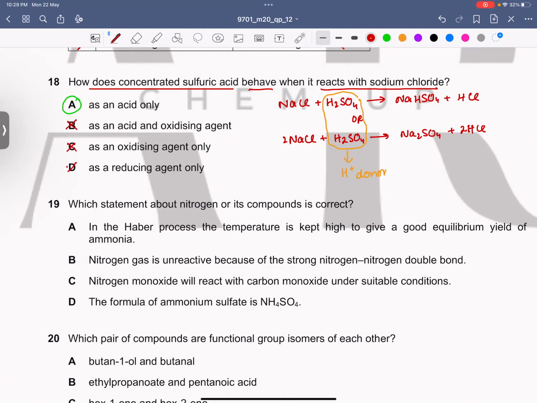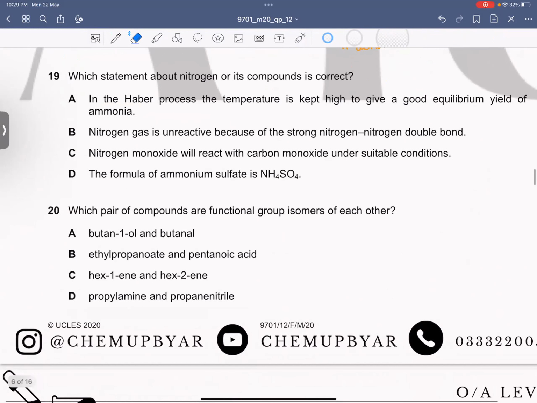But if you recall, instead of sodium chloride, if there is sodium bromide or sodium iodide, when the HBr or HI is formed, it further reacts with sulfuric acid, where sulfuric acid is actually behaving as an oxidizing agent. But with chloride, it doesn't behave as an oxidizing agent, it just behaves as an acid only. So you have to remember this. Now, question number 19. Which statement about nitrogen or its compounds is correct?